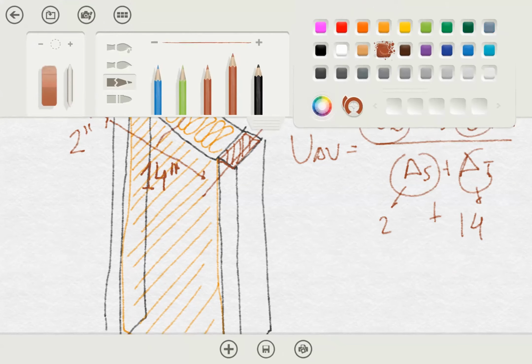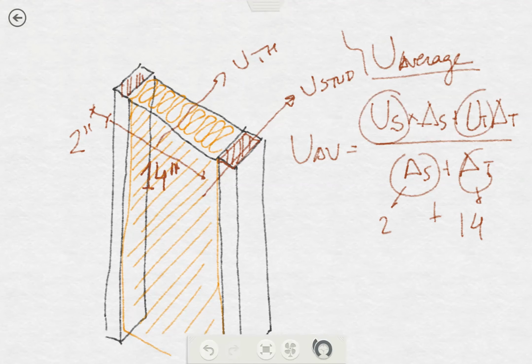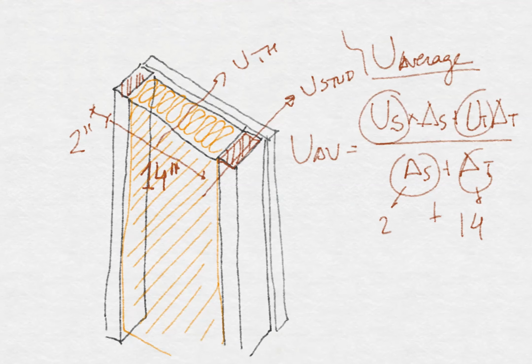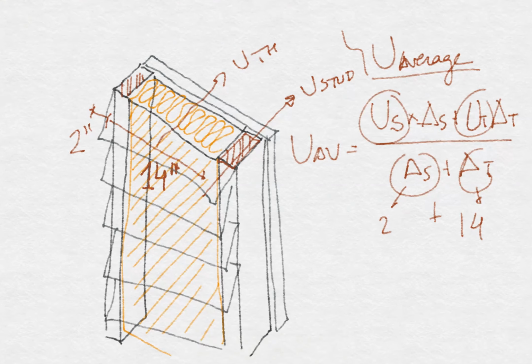Finally, there will be an internal finish. It can be drywall or whatever. And then there will be an external finish. We can have this siding. Okay. So this is the siding, and this is the drywall.